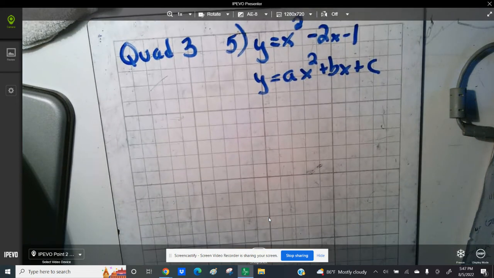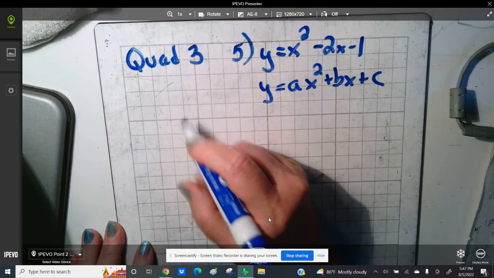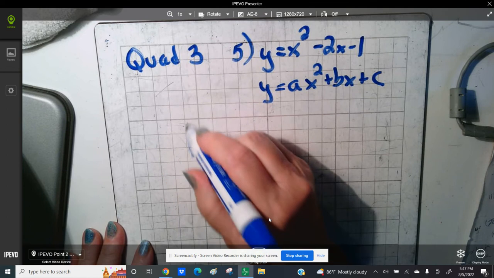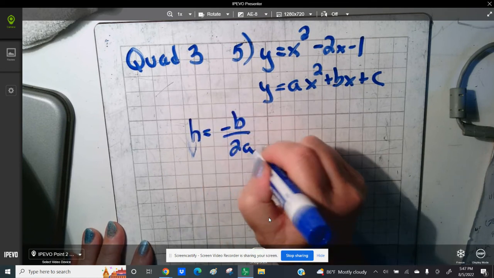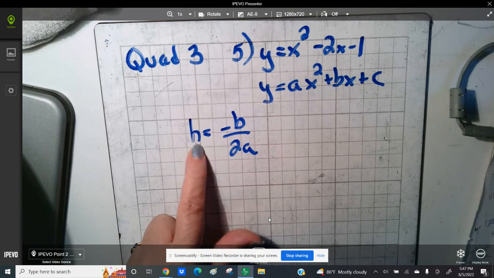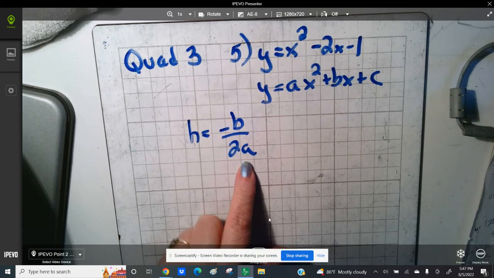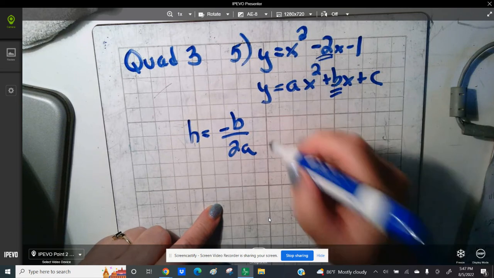So if you remember, the way you go from standard form to vertex form is you have to find the x value of your vertex, which we'll call h, is minus b over 2a. That's how you can find what your x value is of the vertex. And again, in order to be in vertex form, you need your vertex. So this negative 2 is my b value.